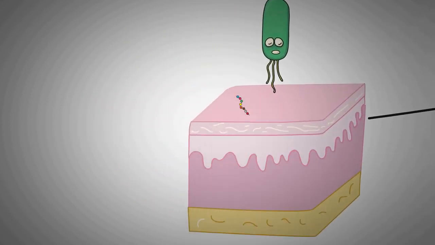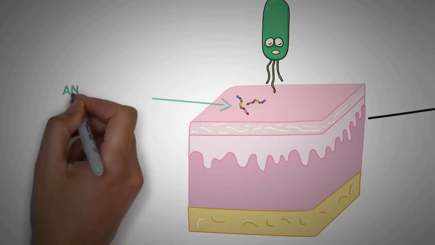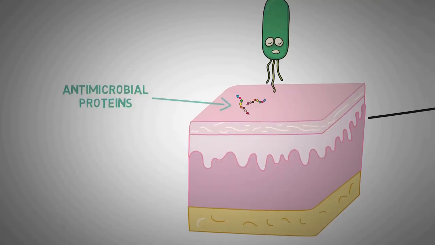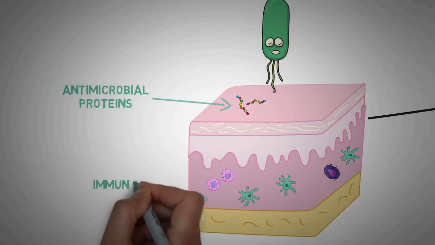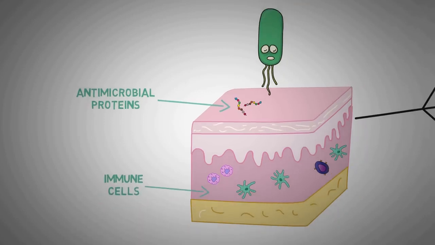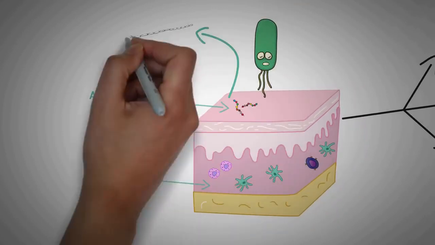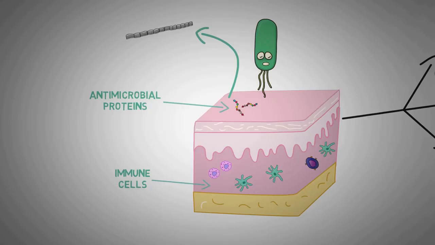Skin cells produce and secrete important antimicrobial proteins that kill the invading microorganisms. The skin also contains immune cells that help to stop the microbes from invading our body. Shedding of skin epithelium, also known as desquamation, helps to remove bacteria and other infectious agents that may have adhered to the skin surface.